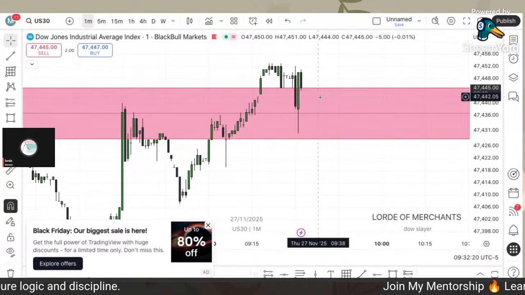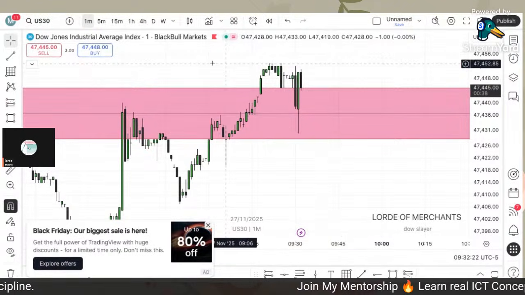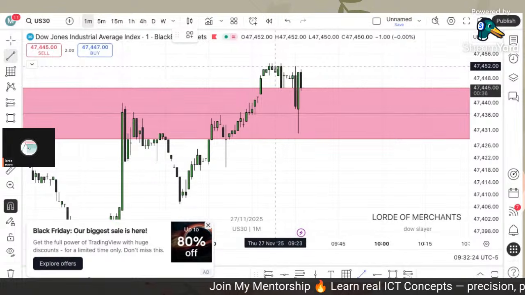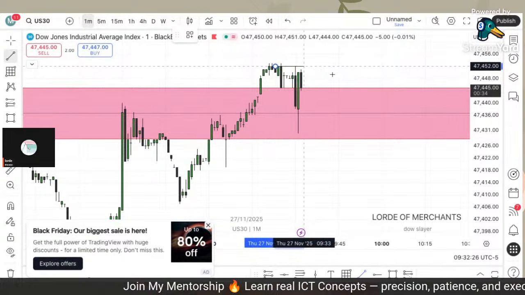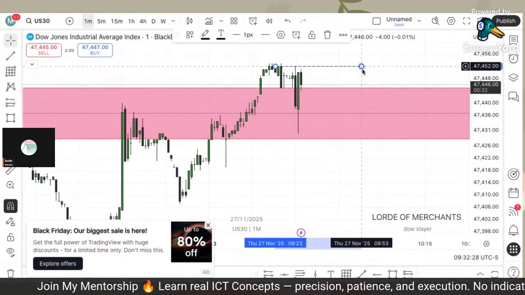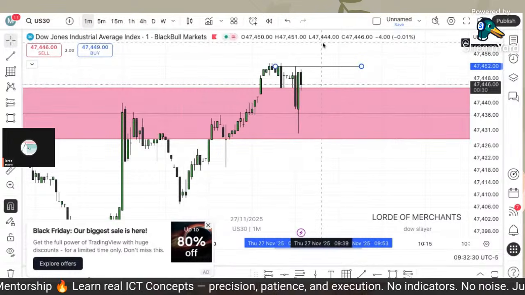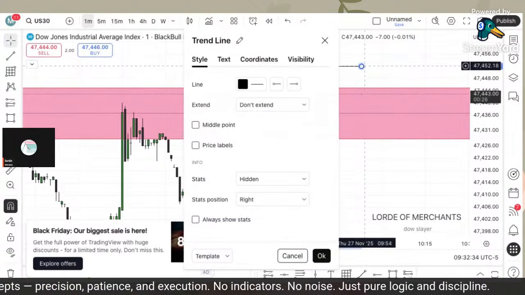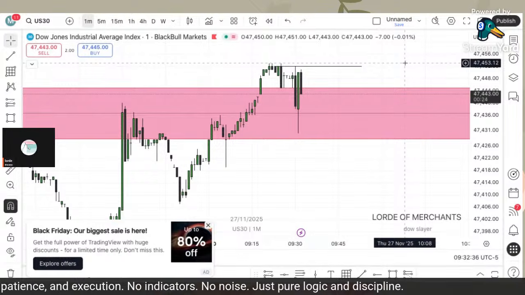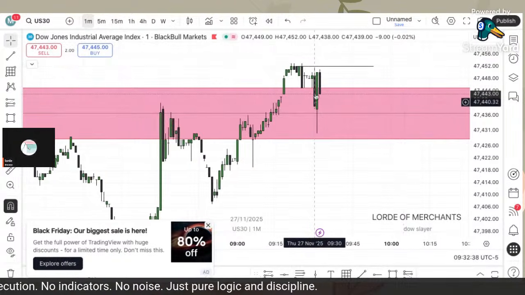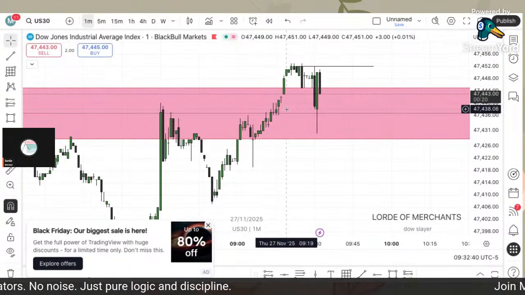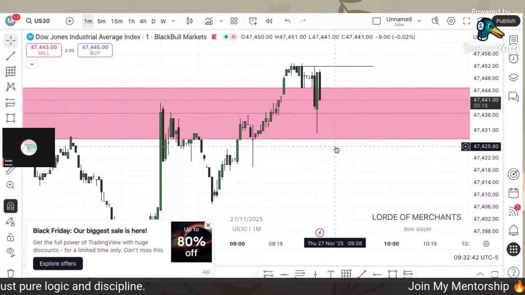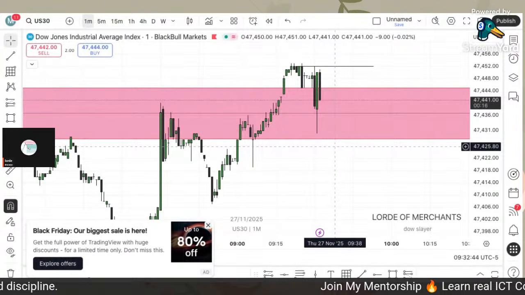So I'm looking at this 15 minutes. If price closes above here, then it's going to be a breaker. Wait and see. I want to see this OB. Let me wait and see. So the pink region is a fair value, an inversion fair value gap. Yeah, it's an inversion fair value gap.